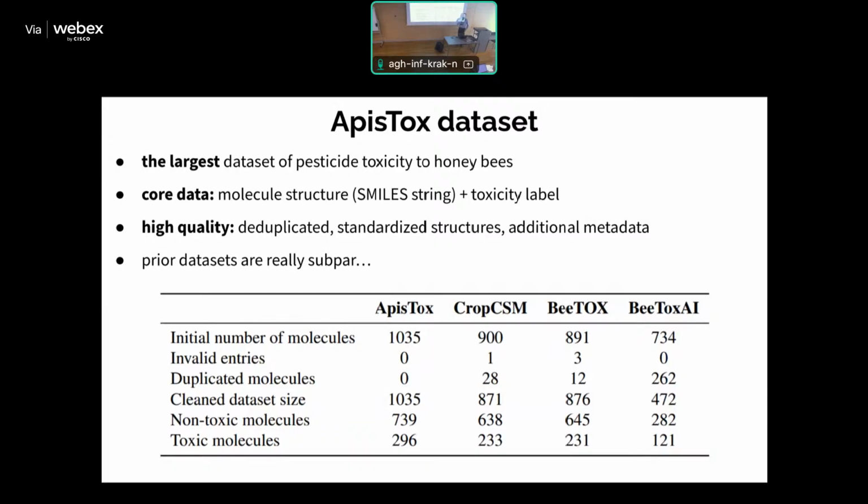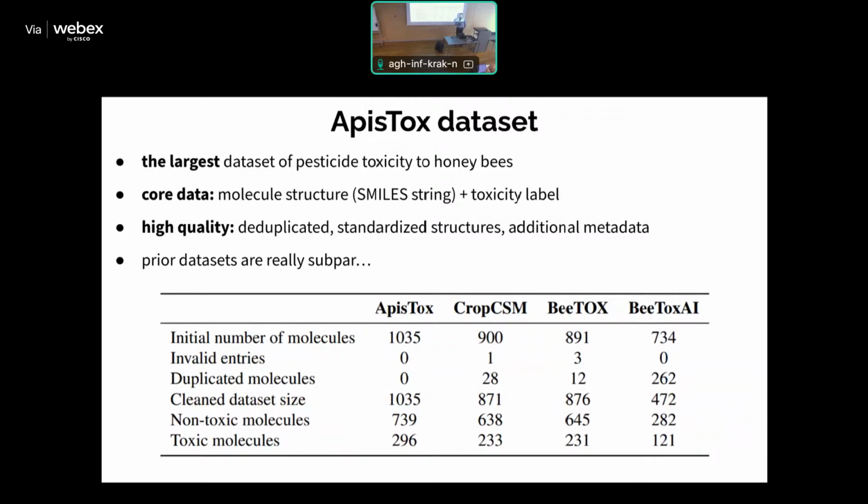If you don't know this format, it's okay. Just know that molecular structures can be written in text form. You can write them in a database. You don't have to store it as a graph per se. And you have the toxicity label, whether it's too toxic or not too toxic to honeybees.